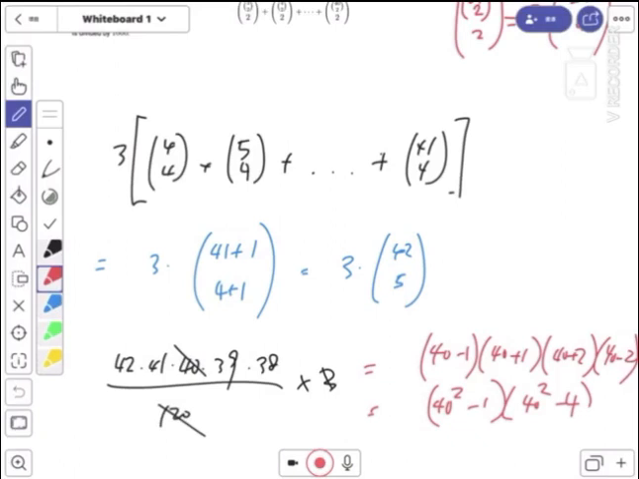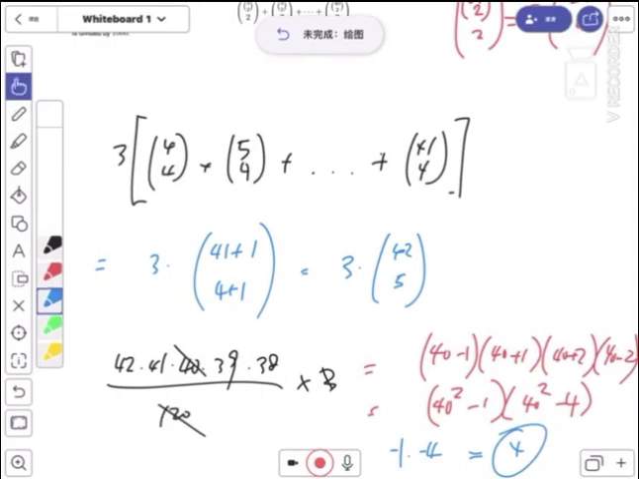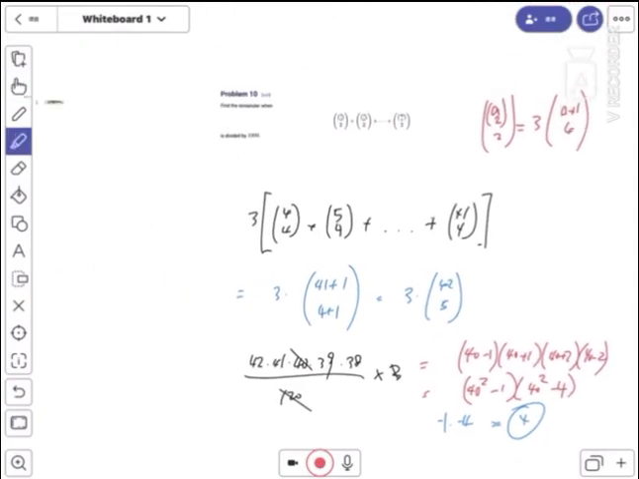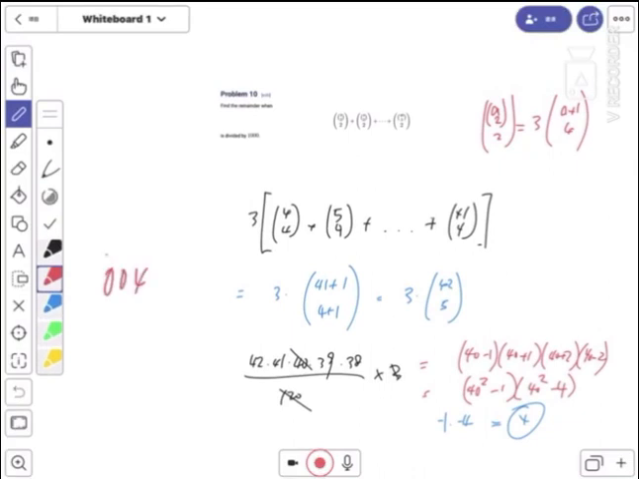Now, something to notice here is that only 4 is going to remain. Well, why is that? Since 40 squared is going to be 0 mod 1000, and 5 times 40 squared is equal to 8000, and this one is clearly divisible by 1000. So the only thing that will remain will just be minus 1 times minus 4, and that, by simply calculating it out, just gives us 4 as the result. So therefore, the final answer to this problem is just 004.